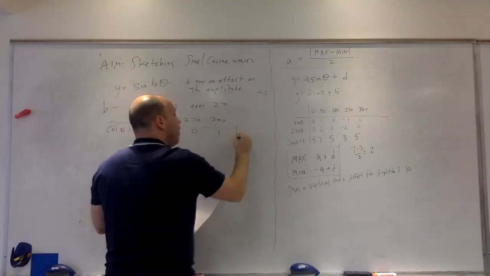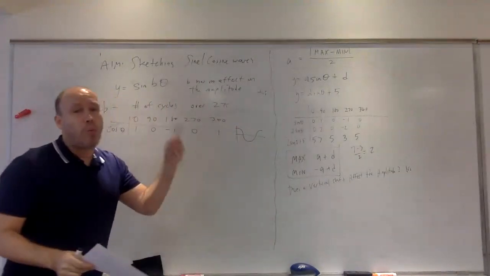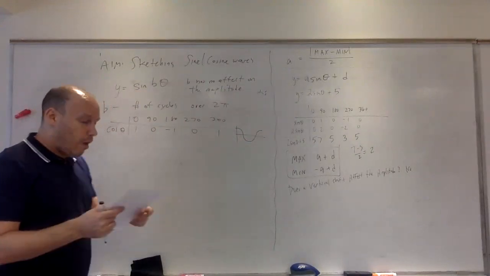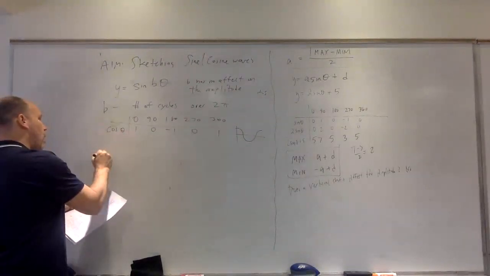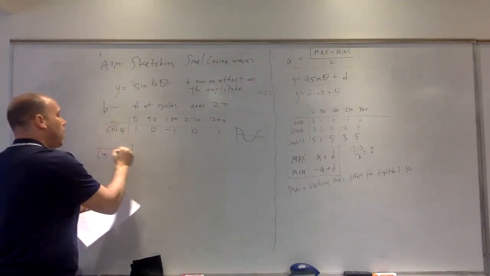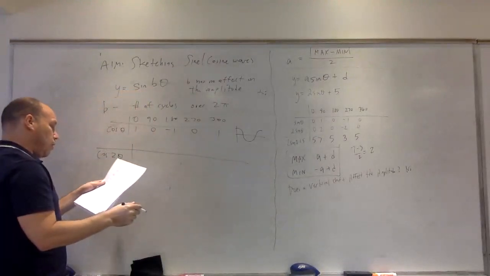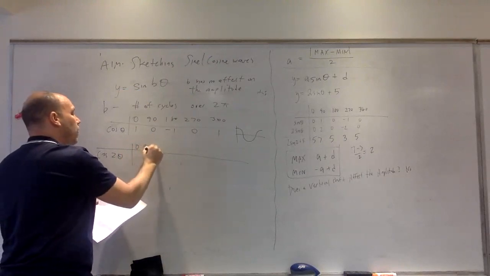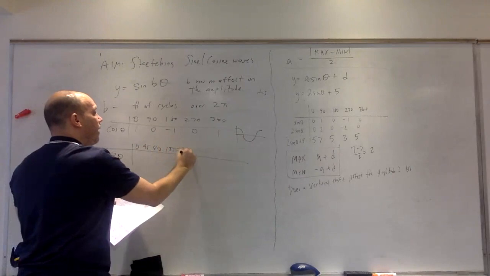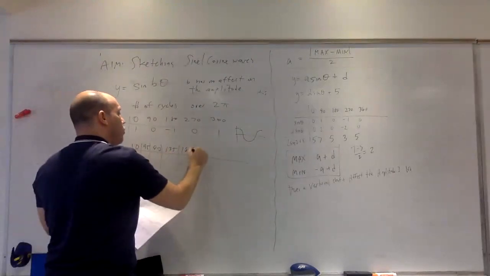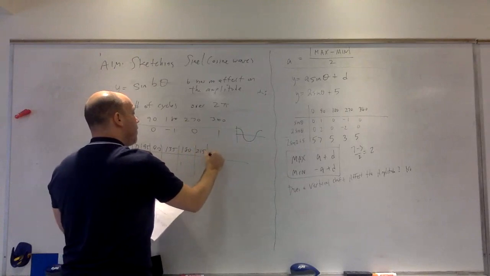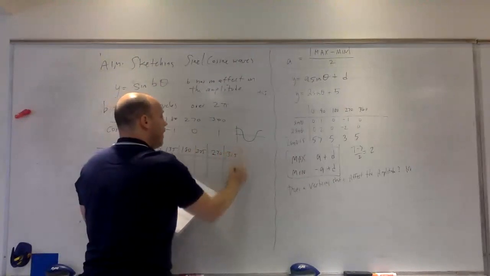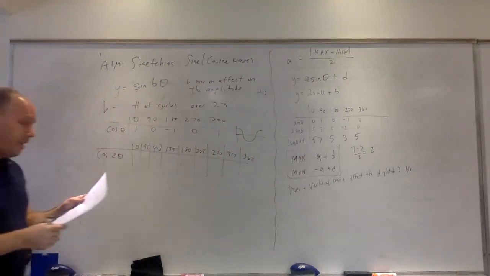And so the question is, how does b affect it? Looking at the graph, we know this is our basic sine wave. We have one wave over 2 pi. That's what the b is. Let's see what happens when we do cosine of 2 theta. But this time, I'm going to change my column. So I'm going to use 0, 45, 90, 135, 180, 225, I apologize, 270, 315, 360.